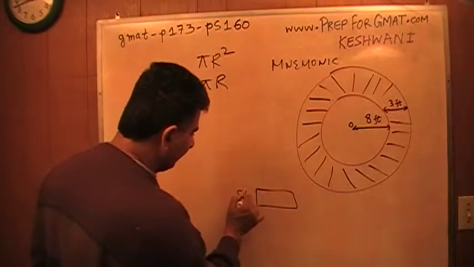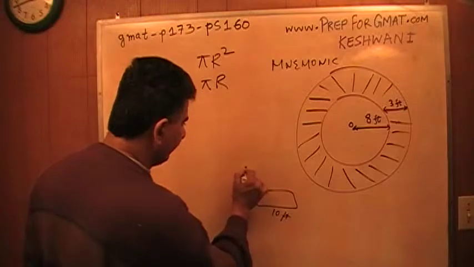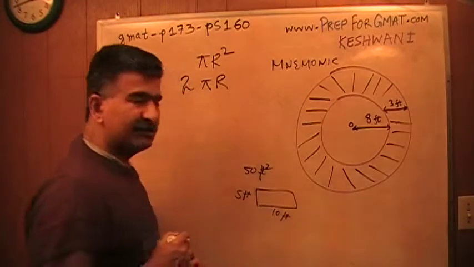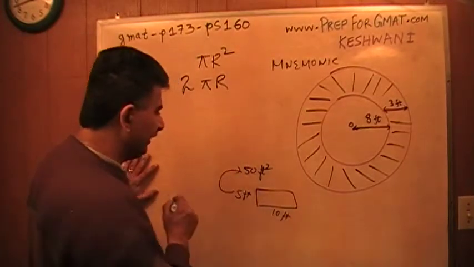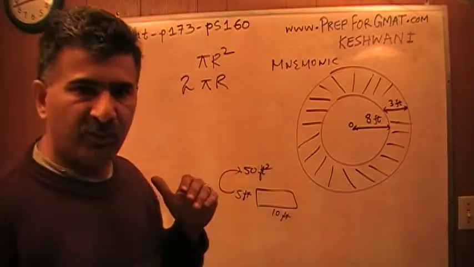If this is 5 feet and this is 10 feet, the area is going to be 5 times 10, which is 50, and then feet times feet squared. It should technically and strictly be read as 50 feet squared. But the convention dictates that I read it as squared feet.